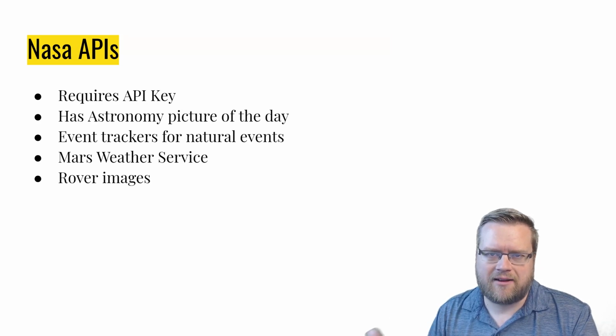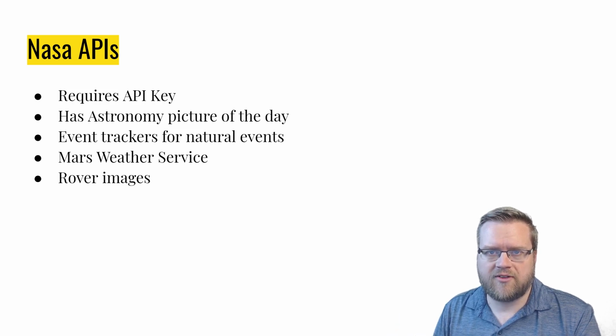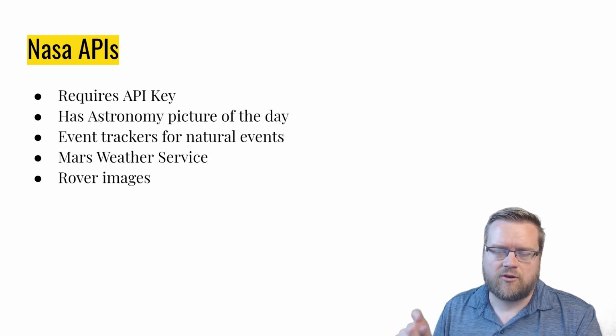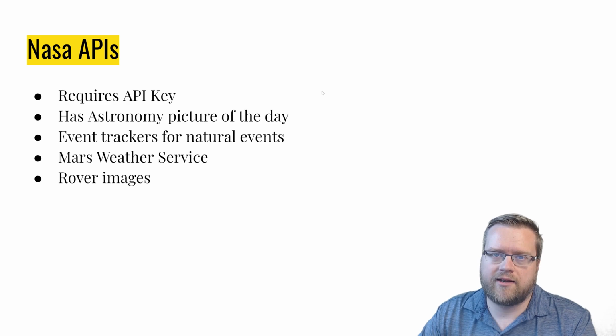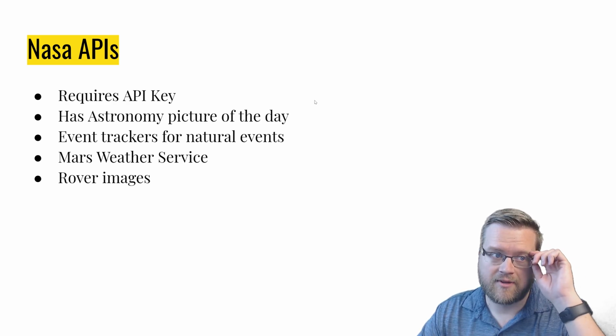So NASA APIs. I actually did a video on this where I used the NASA API to grab some photographs and get some rover images. It requires an API key. That used to be open, I swear I used it one time and it was open, but right now you have to use an API key. It has astronomy pictures of the day, event trackers for natural events, a Mars weather service, which is really neat, and rover images. So if you want to know what the weather's like on Mars, use this API.